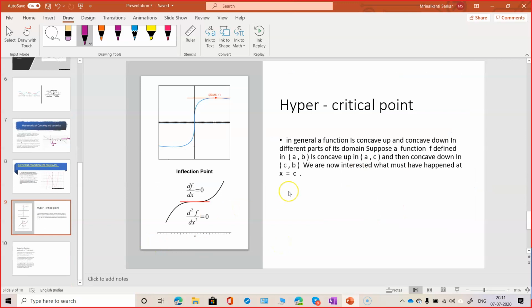Now we are going to define a hypercritical point, where the function is concave up and down in different parts of the domain of definition of the function. Then we are interested to find the value at x equal to c. At x equal to c, an inflection point can occur in this manner. Here a vertical tangent exists. So the second order derivative is going to be either undefined or equal to 0. Then we can find a hypercritical point.